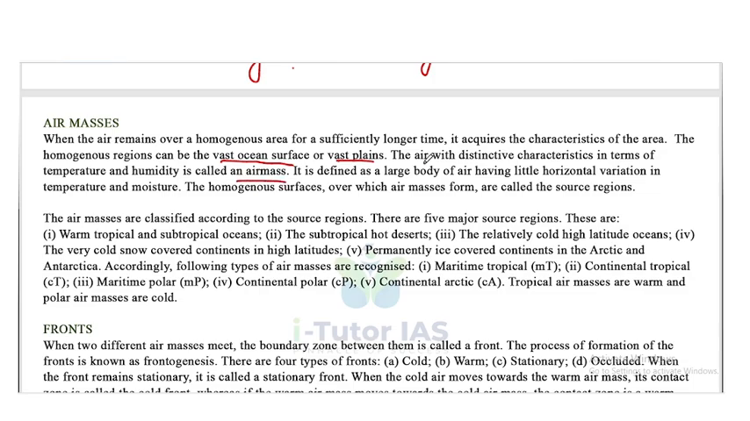So the air with distinctive characteristics in terms of temperature and humidity is called an air mass. It is defined as a large body of air having little horizontal variations in temperature and moisture. The homogeneous surfaces over which air masses form are called the source regions.